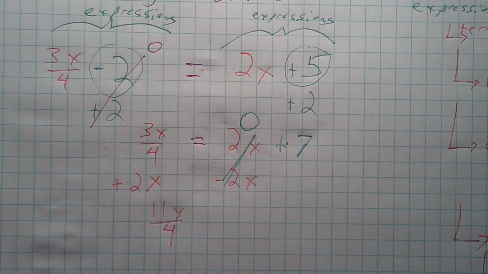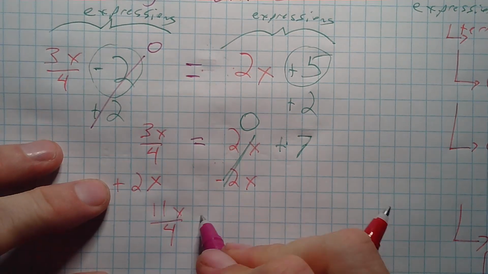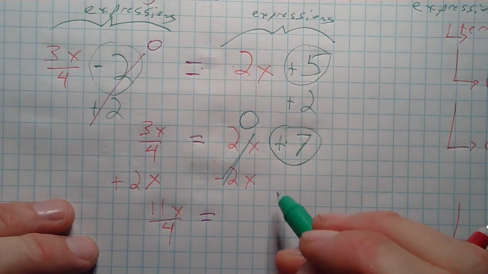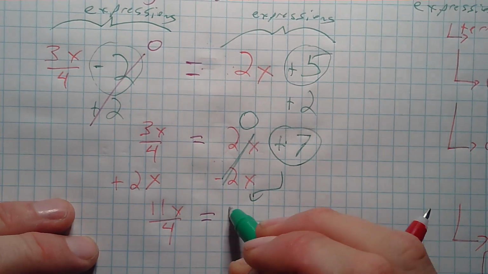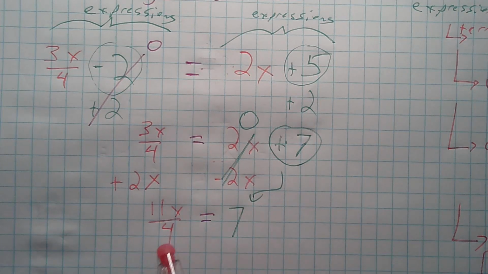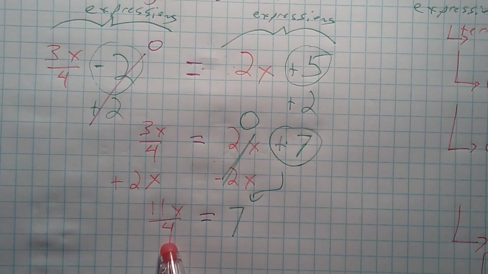I didn't do anything with my constant term right here, so I'm just going to move that down, equals 7. All right, so I'm almost there. Now I've got 2 more steps. Now this is a fraction. This is 11/4 x, or 11x divided by 4.